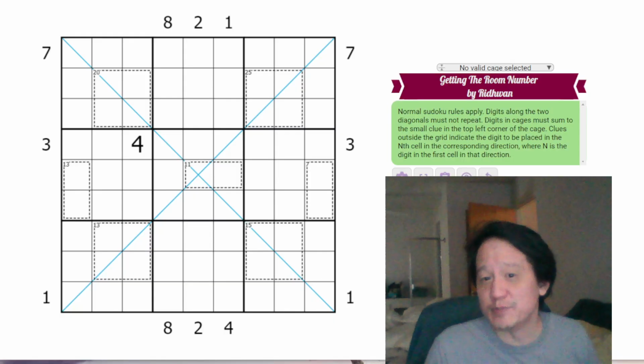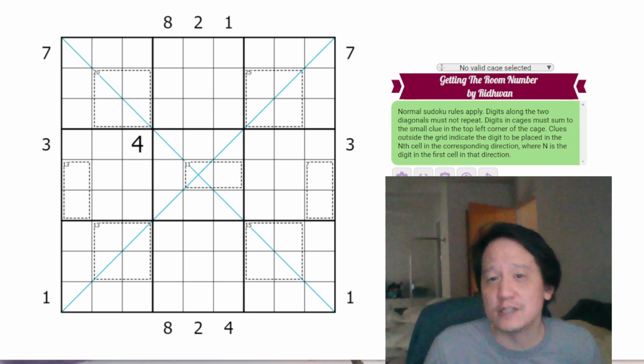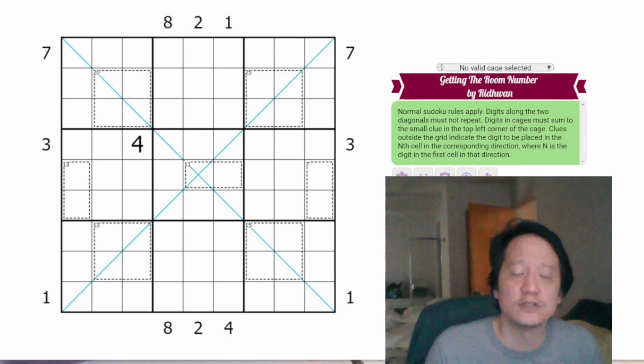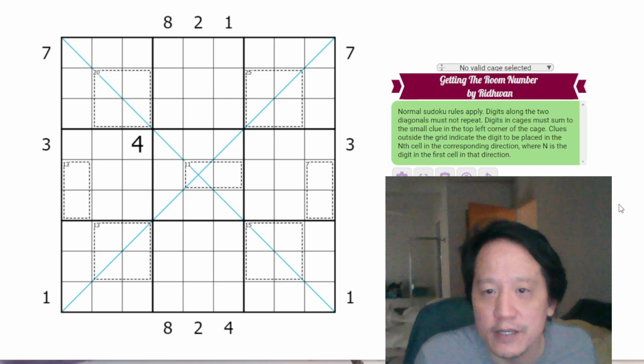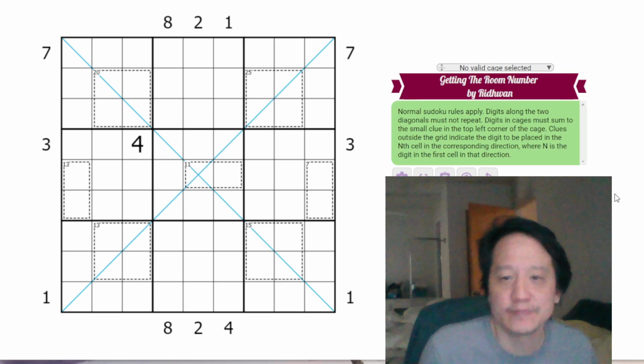I'm a little nervous because this is my first average level difficulty variant Sudoku puzzle. So let's see how well we do. And the puzzle is called Getting the Room Number by Rid Juan. And here are the rules.